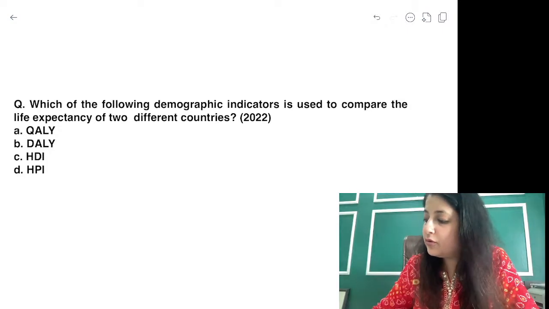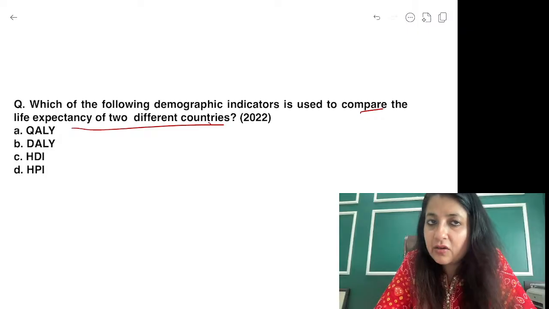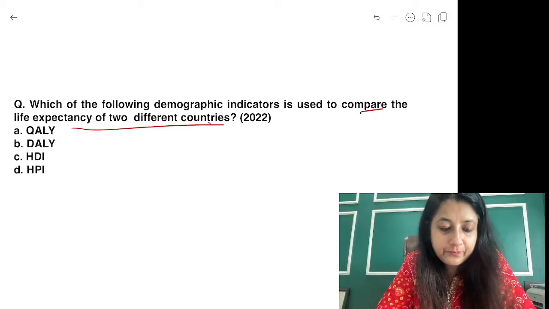Which of the following demographic indicators is used to compare the life expectancy of two different countries?